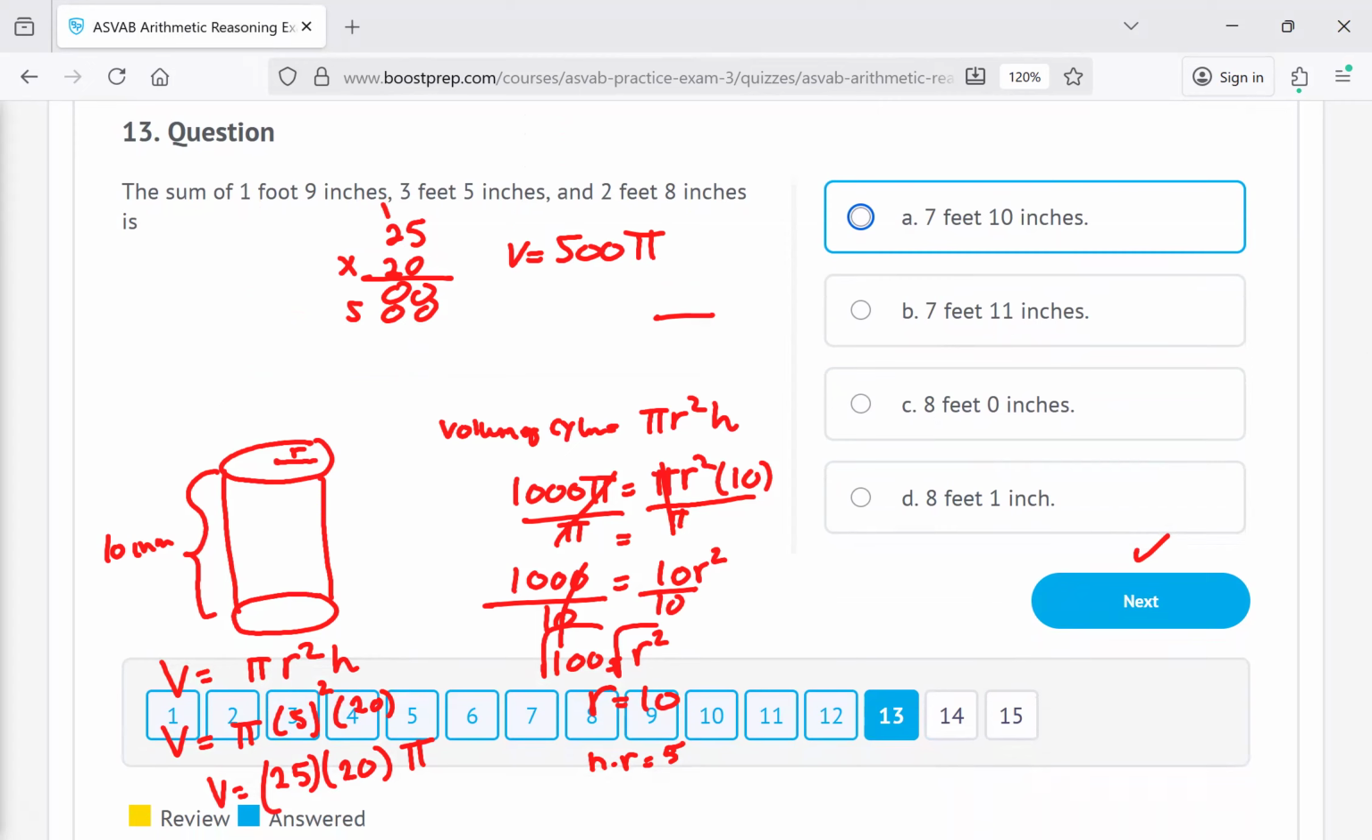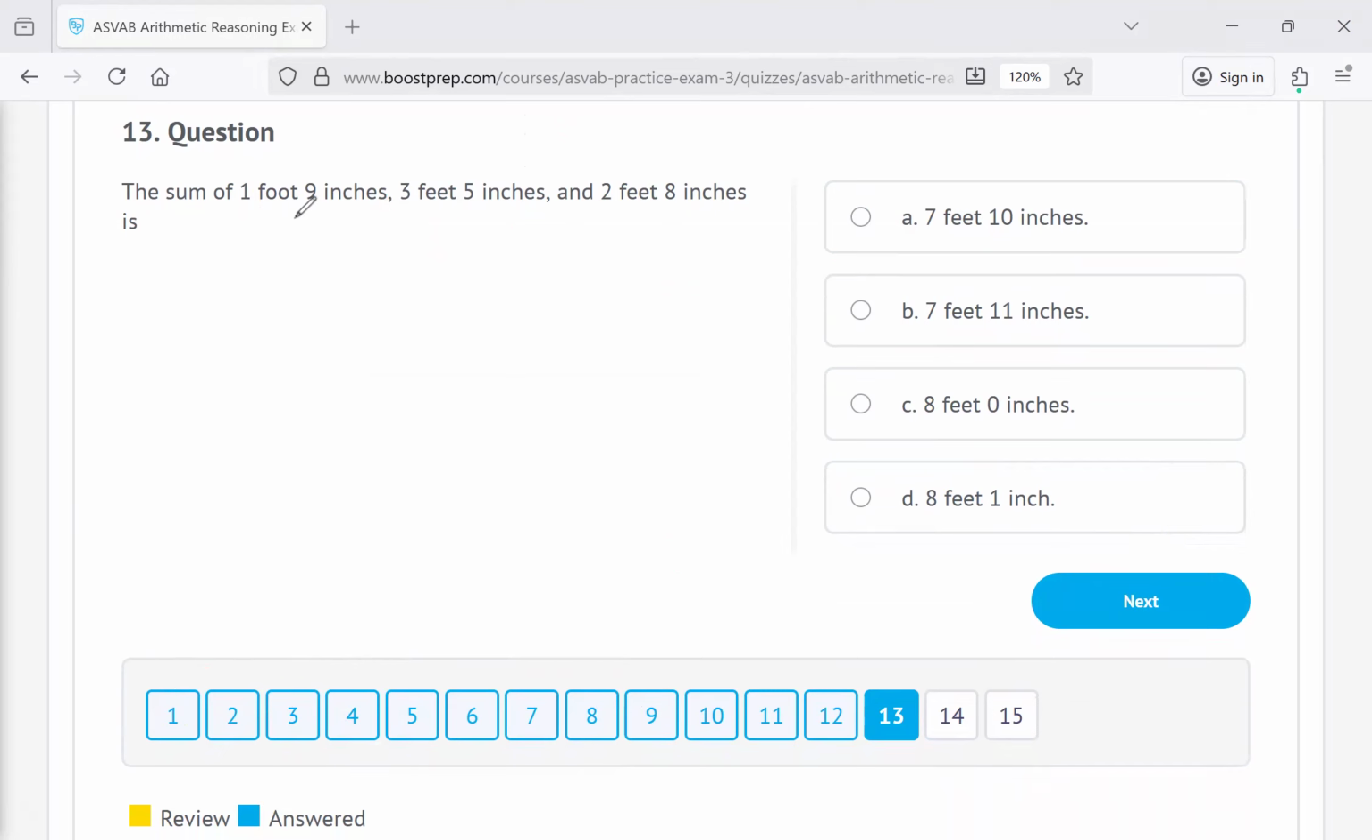Okay, 13. Number 13 says the sum of 1 foot 9 inches, 3 feet 5 inches, and 2 feet 8 inches is. So what I would do is, don't freak out, just convert everything into inches.